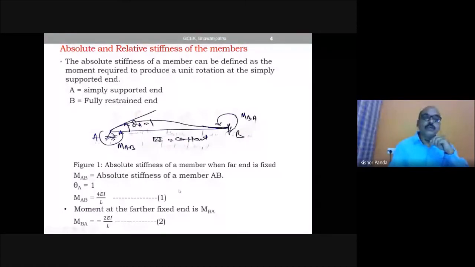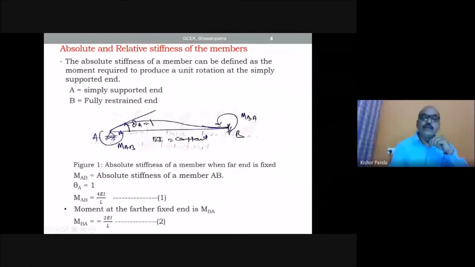So due to this unit rotation at A, what is the moment here? M_AB is equal to 4EI by L. And what is the moment at the fixed end B? M_BA is equal to 2EI by L.